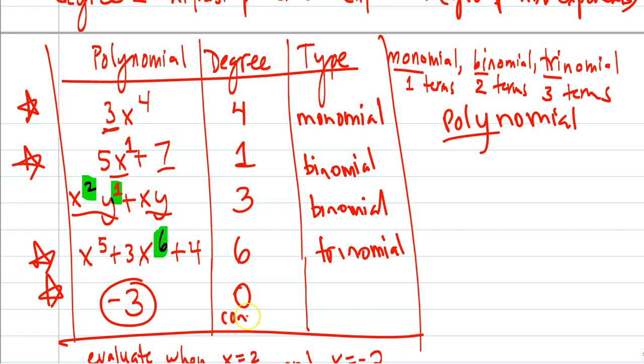Whenever I have a constant number, it will have a degree of 0. Technically, this is the same thing as -3 x to the 0. Okay? Once again, how many types or how many terms? One term makes it a monomial.